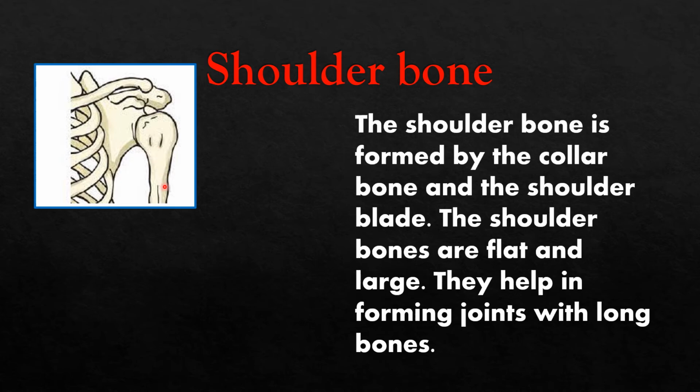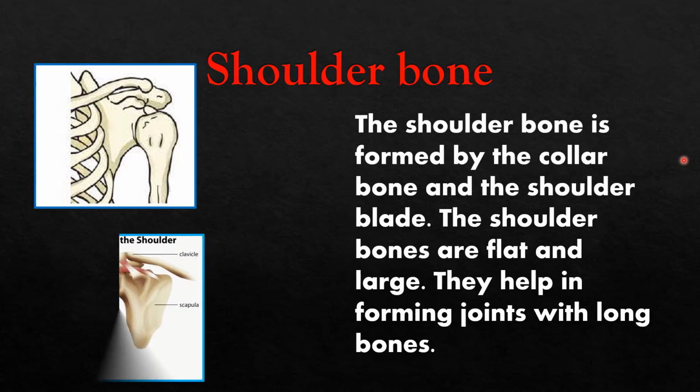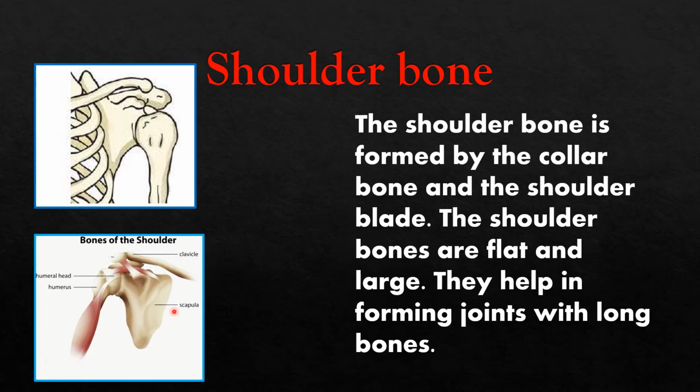This is the humerus and this is the shoulder ball. It forms a ball and socket joint. Here you can see, it is also called the scapula. This is the shoulder blade, flat. You can see this is the collarbone and here this is the humerus, and this is the muscle attached to the bone which helps in movement.